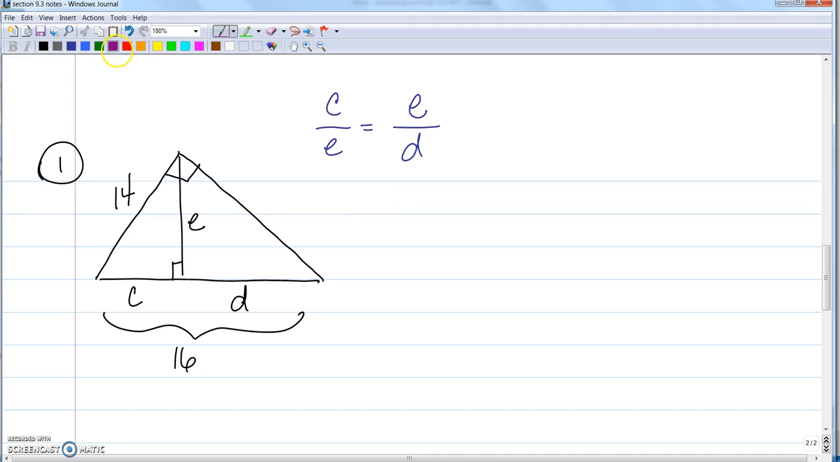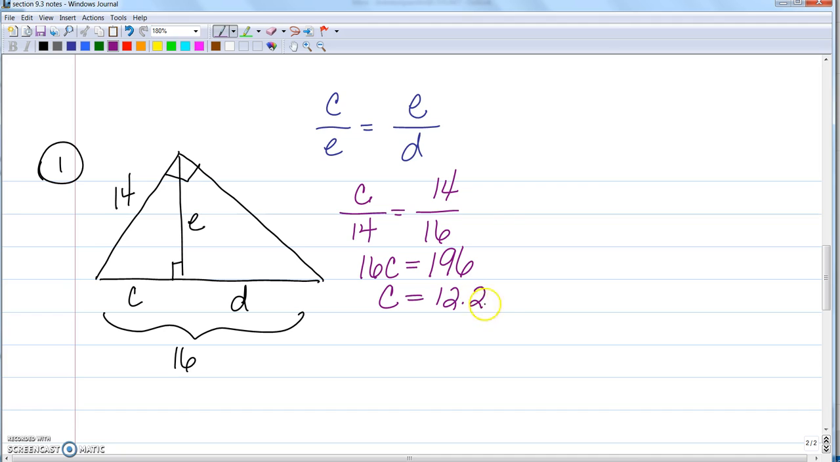Instead, I'm going to slide down the left, okay? So 14 and 14, closest piece is C, whole thing is 16. So I go ahead and I cross multiply. 16C is equal to 14 times 14. So 196. Divide by 16, and C is equal to 12.25.